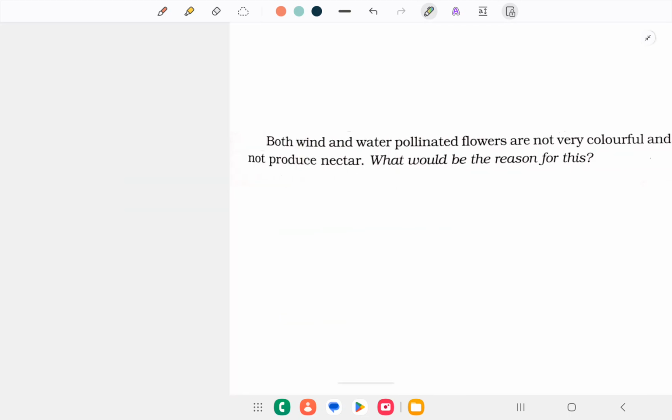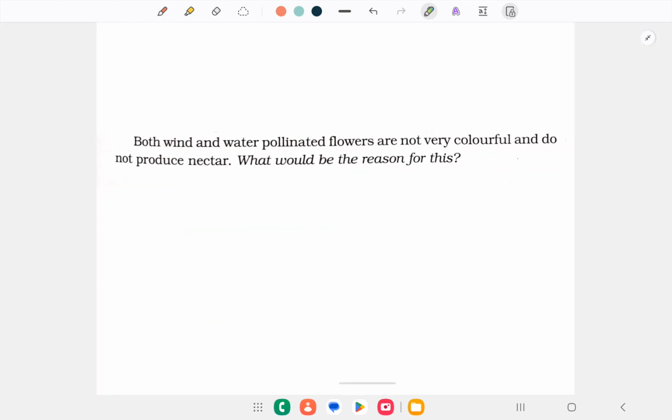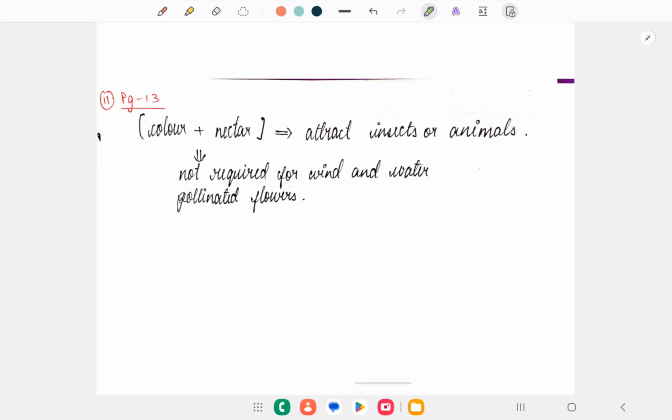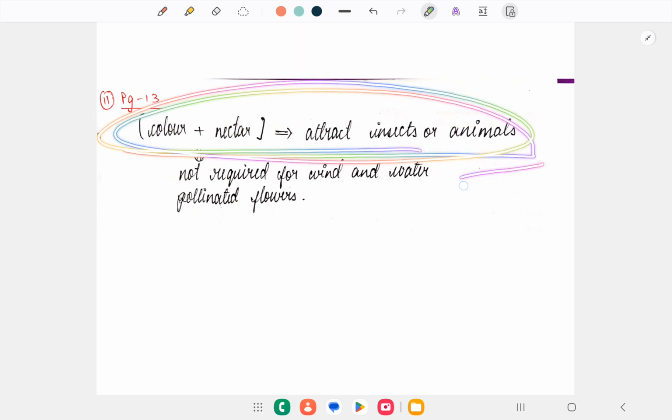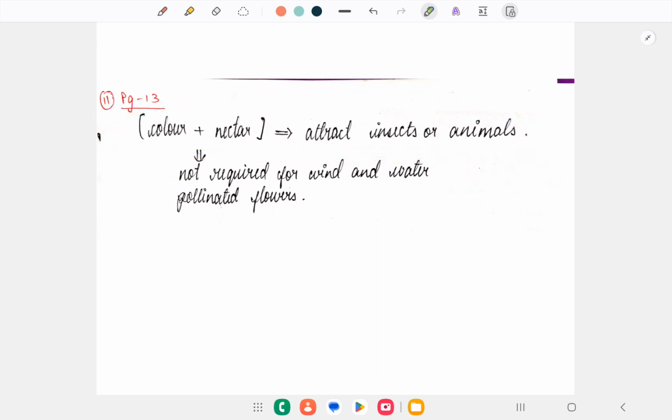Moving on to the next question, page number 12. That is, why wind and water pollinated flowers will not be colorful and not produce nectar? Because there is no requirement. Nectar and colorfulness are only required to attract insects or animals. Wind and water are just abiotic factors, so you don't have to produce anything special for them. It just happens naturally. Color and nectar are specially to attract insects and animals.